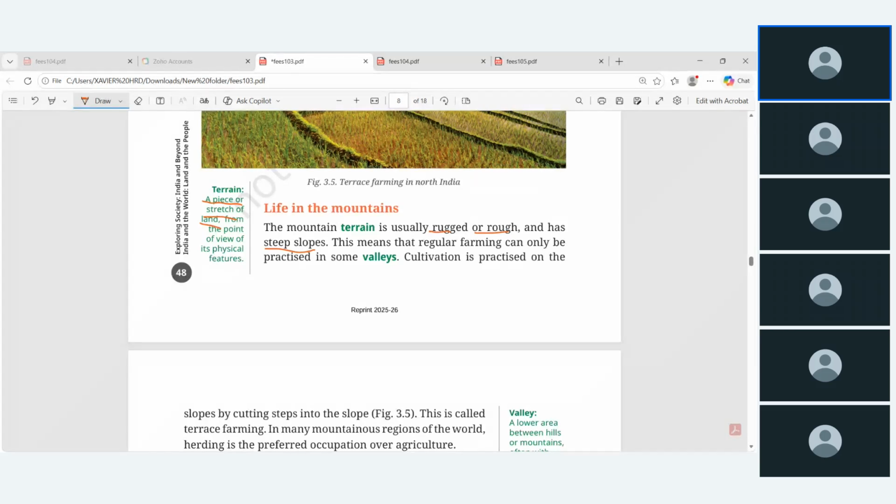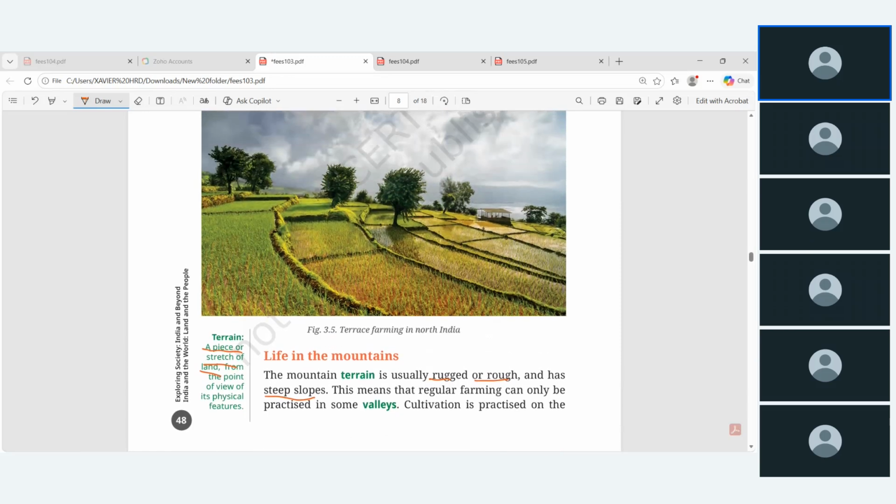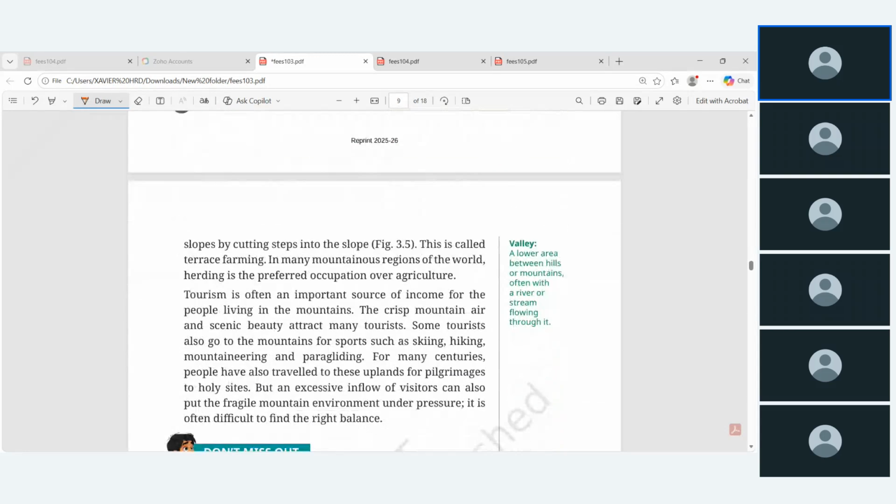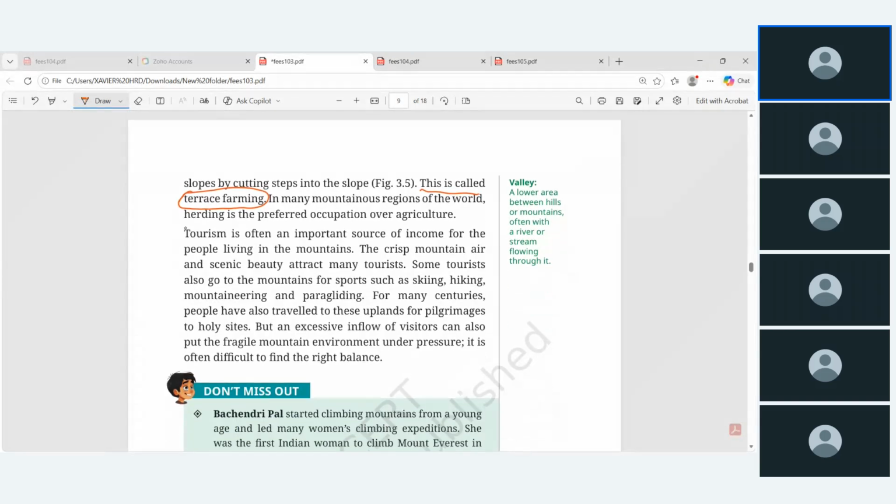How do they cultivate in the mountains? We call it step farming, cut in steps, because the land is sloping. If you have been to Munnar and other hilly regions, you might have observed this. That is called terrace farming, one of the farming methods in hilly areas. Another major income in the mountains is tourism. Note what a valley is: the lower area between two hills or mountains, where rivers and streams flow through.